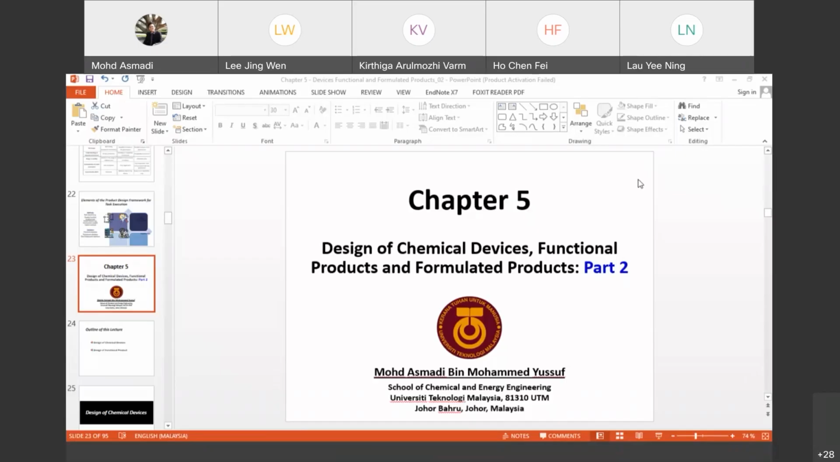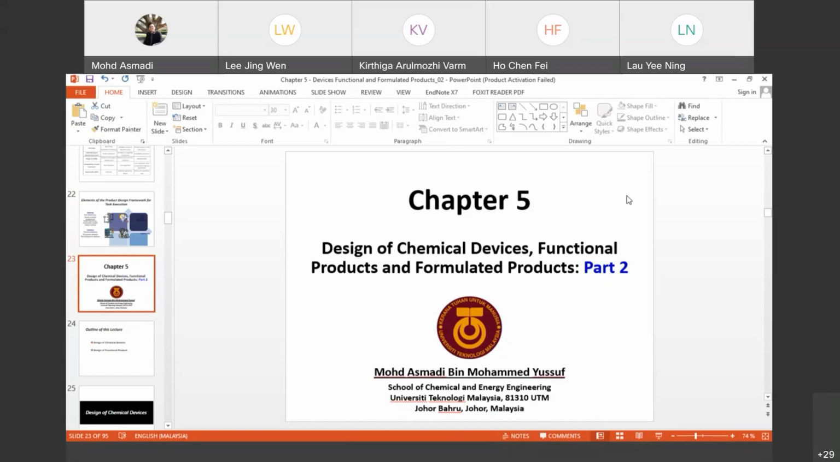In the previous chapter, we already gave a lecture on what chemical devices, functional products, as well as formulated products are, and what the differences are between chemical devices and functional products. So I hope that you can differentiate between these two types of products. The main difference is that chemical devices have an inlet and also an outlet, while a functional product doesn't have any outlet or inlet. So that is the major difference.